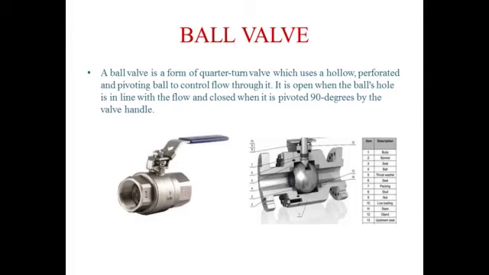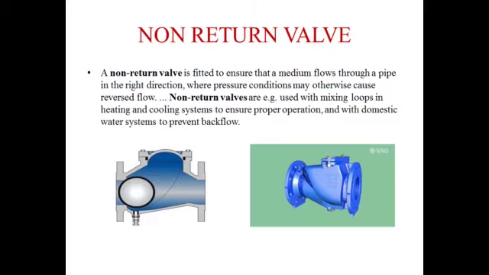Next, ball valve. A ball valve is a form of quarter turn valve which uses a hollow, perforated and pivoting ball to control flow through it. It is open when the valve is in line with the flow and closed when it is pivoted 90 degrees by the valve handle. This is mainly used at the end user end so that we can regulate the water whenever we want. Inside there is a ball which is turned a quarter so that the water flow can be stopped.